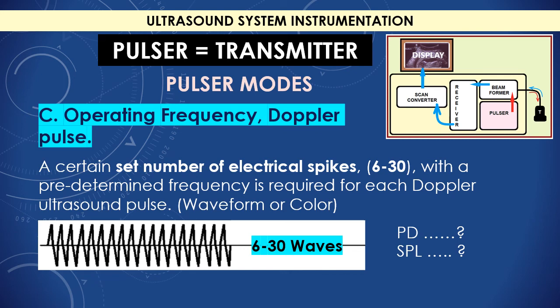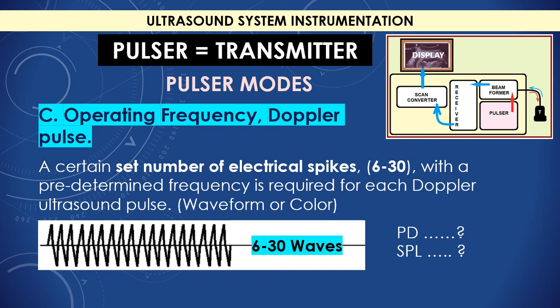Also, the Doppler pulse has many cycles, more than the B mode pulse. The B mode pulse has, for example, 2 to 3 cycles, but the Doppler pulse usually has a range between 6 minimum up to 30 maximum. This range is different from one manufacturer to the other, but this is the average setting for the number of cycles in the pulse.